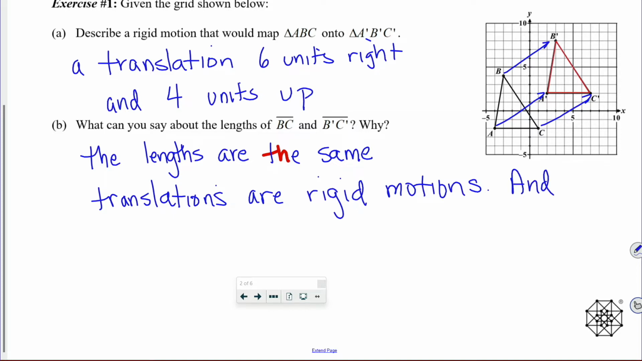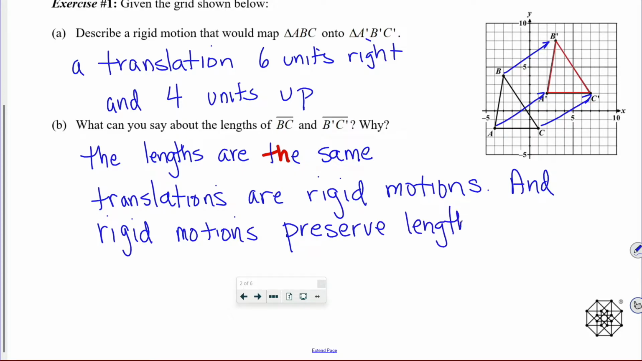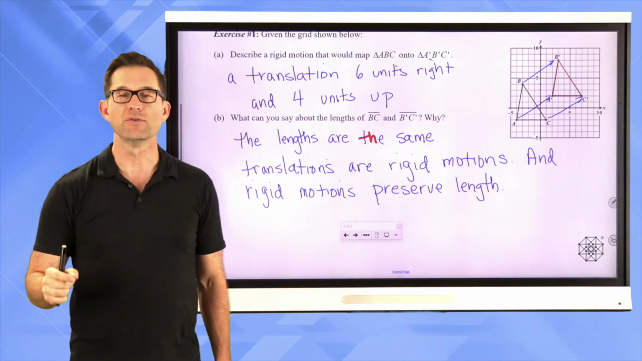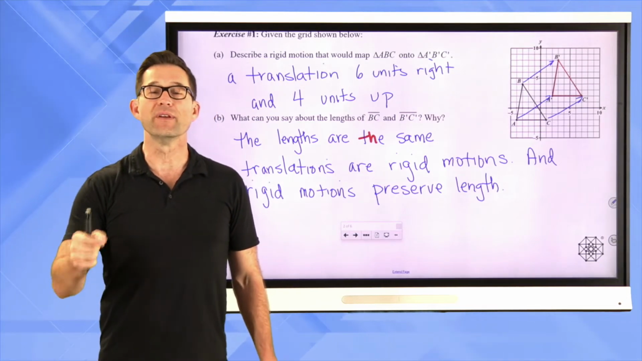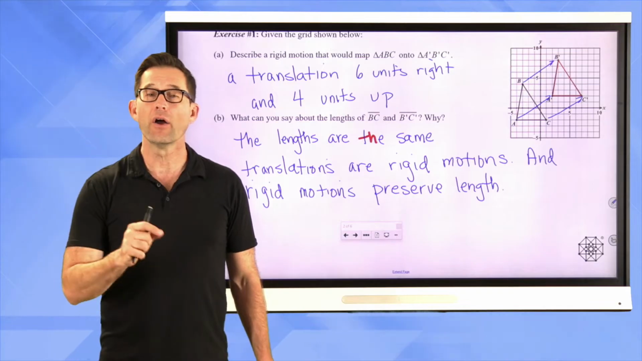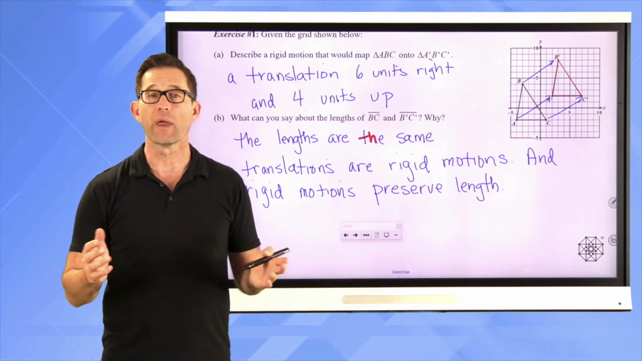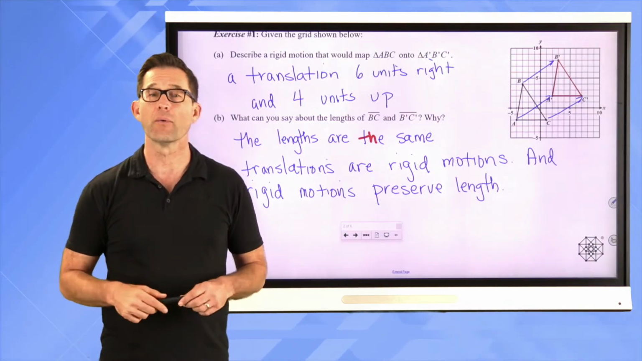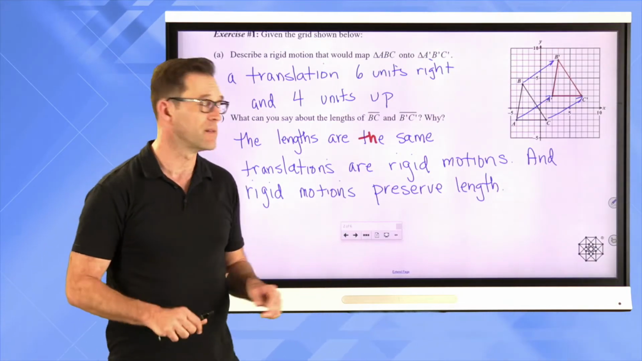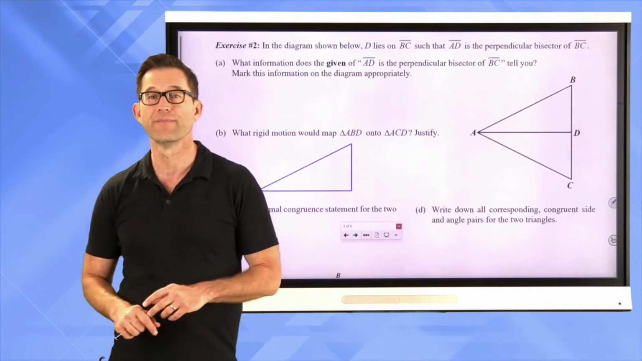and rigid motions preserve length, right? So really, the length of any image will equal the length of its pre-image under a rigid motion. Now here the rigid motion was a translation, but if we had a reflection or a rotation, that would also be true. All right, let's keep talking about congruent triangles.